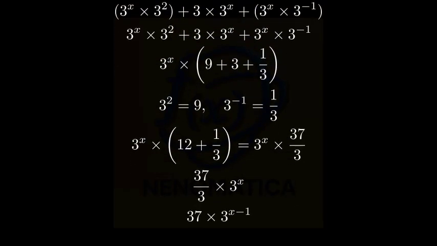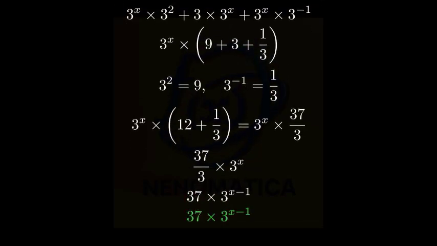This simplifies to 37 times 3 to the power of x minus 1. Let's review what we've learned. We've seen how to work with exponents and algebraic expressions.